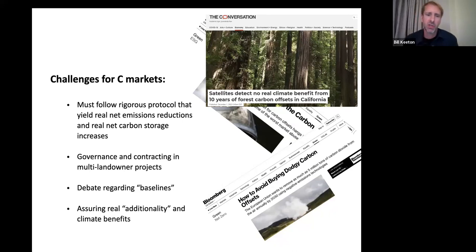My point is that there's a lot of debate around this. And to make a long story short, this is certainly worthy of further scrutiny. We need to revisit the issue of baselines. We need to continuously improve those to tighten them up. And we do, as a profession, need to ensure that the carbon and climate benefits of carbon projects are real, that there's real additionality.